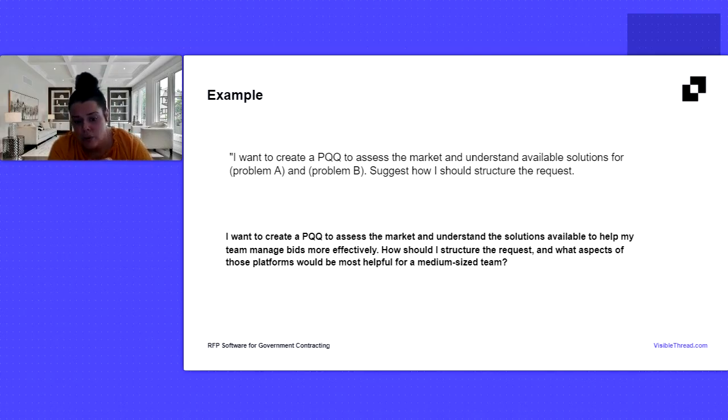How should I structure the request, and what aspects of those platforms would be most helpful for a medium-sized team? So this is pretty open-ended. You are saying, I don't have a ton of information. I'm looking to do this, and based on the information that's out there, how should I structure that request to get the best response from potential vendors or potential participants?